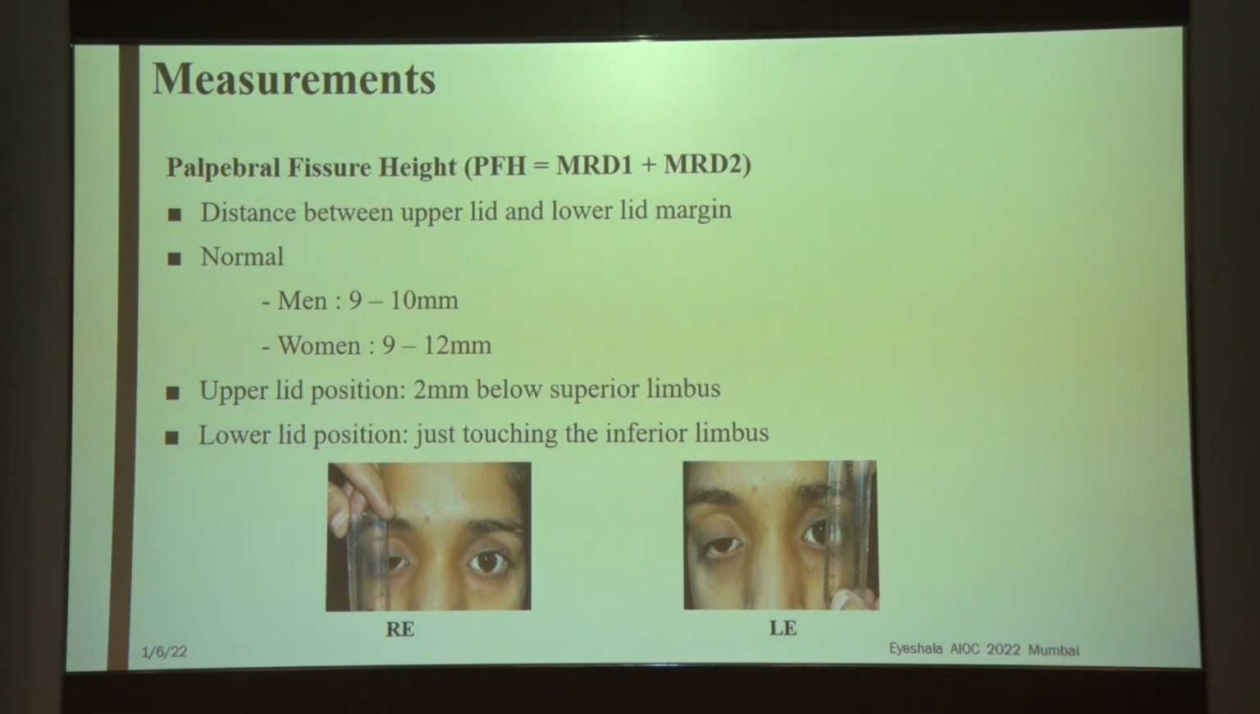Then PFH, as I told you, should be MRD1 plus MRD2, the distance between the upper lid and the lower lid. Again, you have to know males 9 to 10, women 9 to 12. Upper lid should cover 2 millimeters below the superior limbus and the lower lid just touching the inferior limbus.